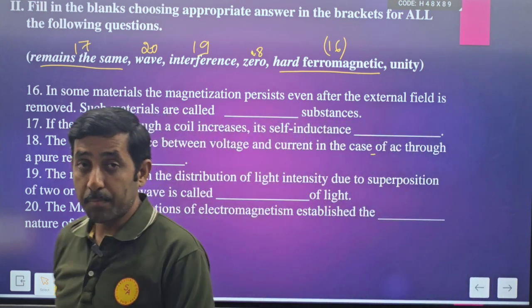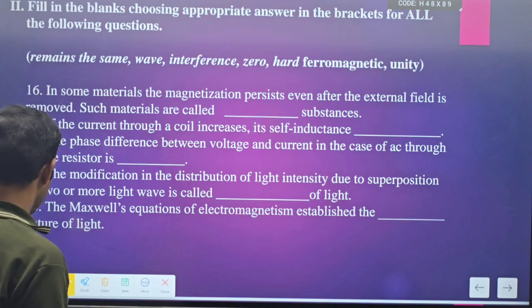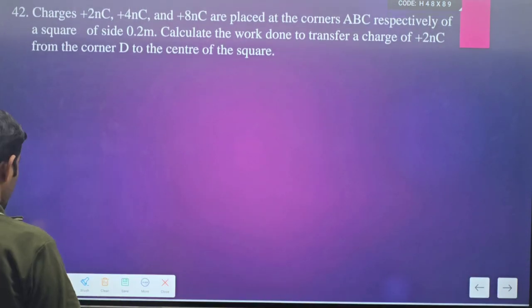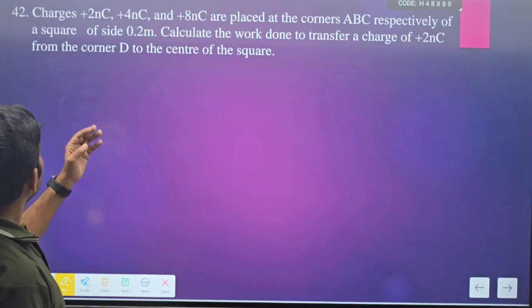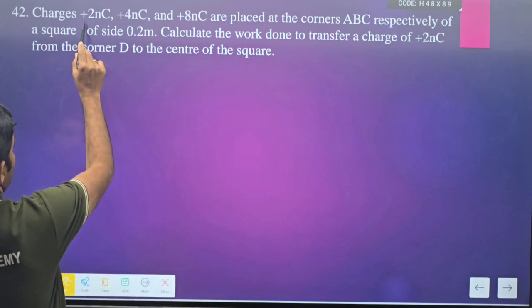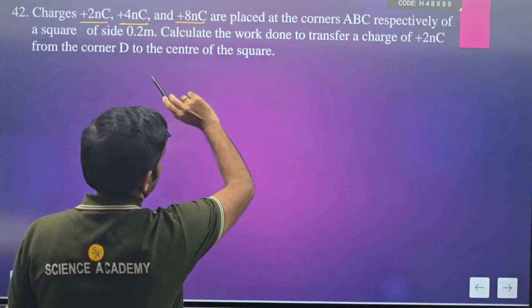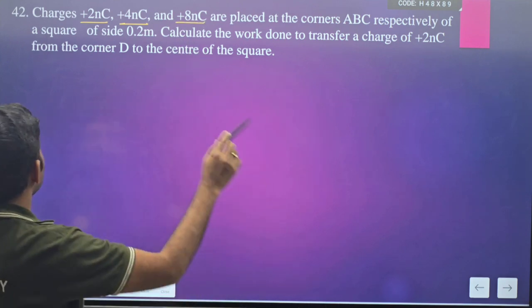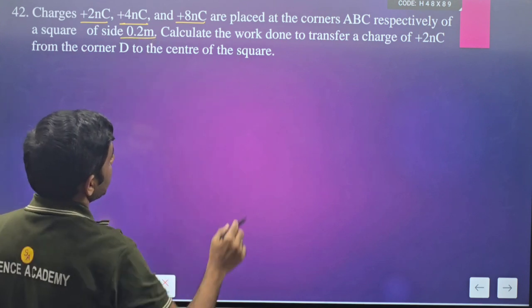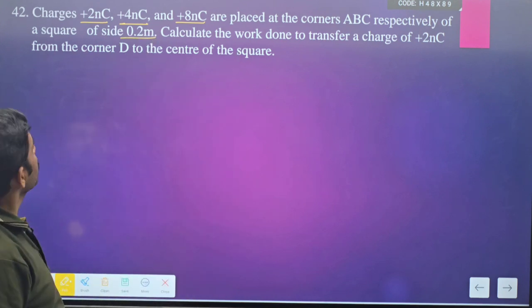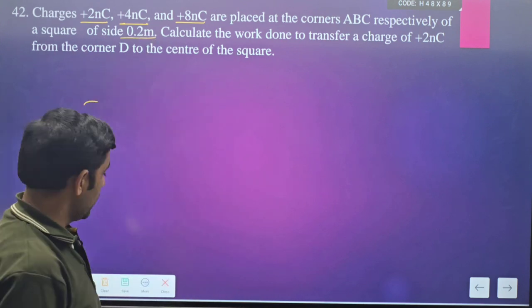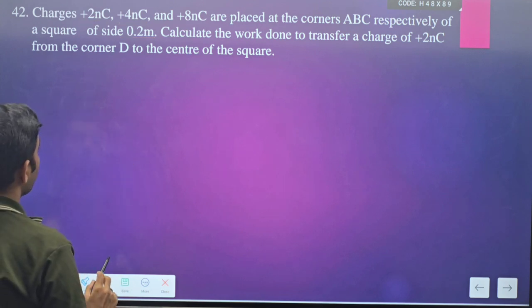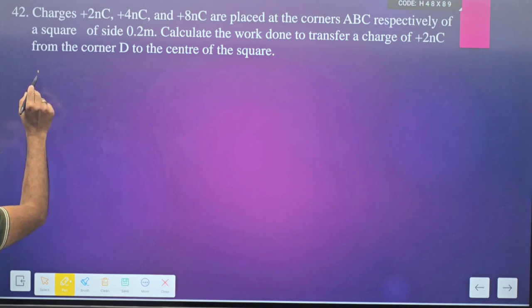Now, we shall move towards the problem section. Question number 42. Charges plus 2 nanocoulomb, 4 nanocoulomb, 8 nanocoulomb are placed at the corners A, B, C respectively of a square of side 0.2 meter. Calculate the work done to transfer a charge of plus 2 nanocoulomb from corner D to the center of the square. Okay. Now, consider a square.